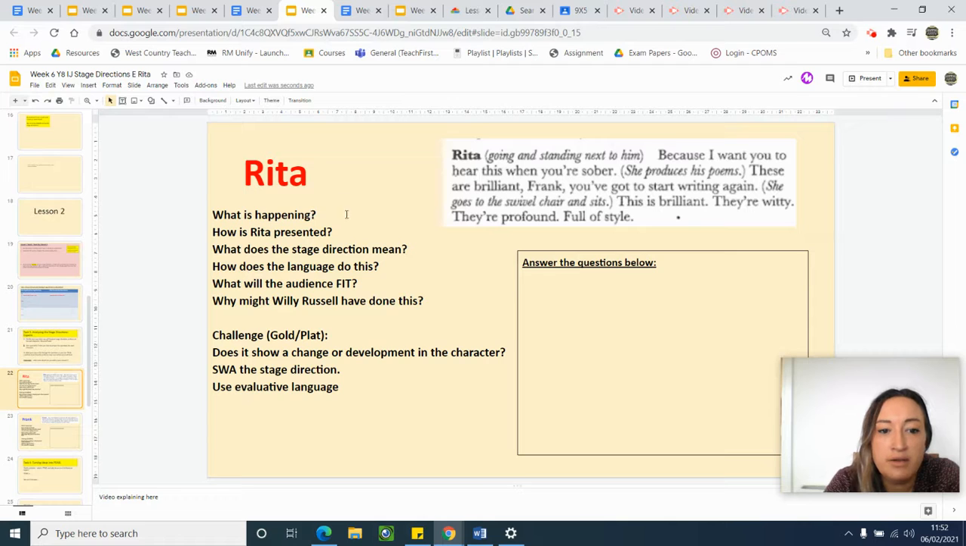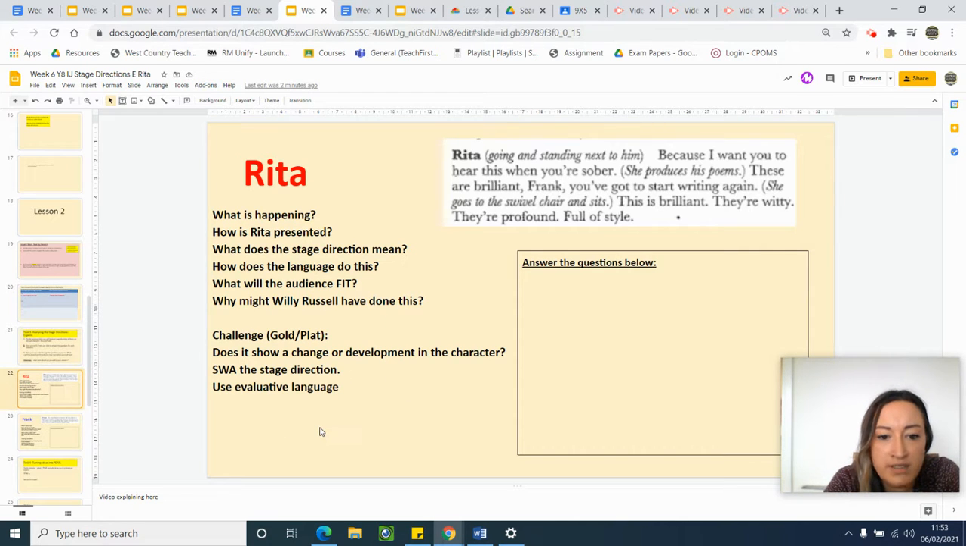Now, those questions actually lead you towards Pearl, okay, towards making a clear point with an inference of the character, using evidence, the stage direction, analysing, so what does it mean? How does the language show you this? Commenting on the reader or the audience, what would the audience feel, imagine, or think about the character? And then commenting on the writer's intention, linking it to the writer. Why might Willie Russell have done this?